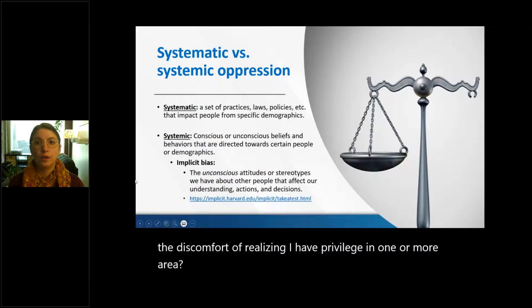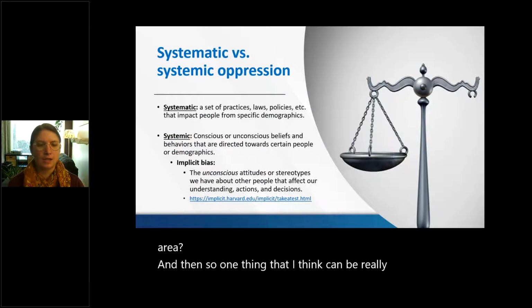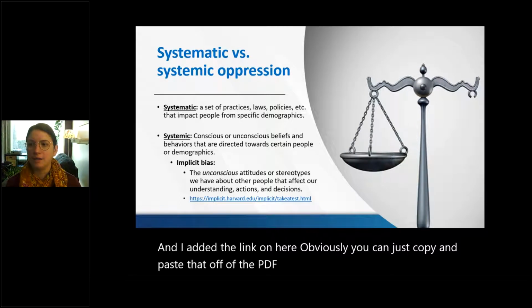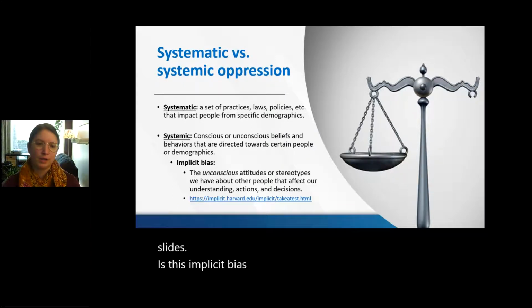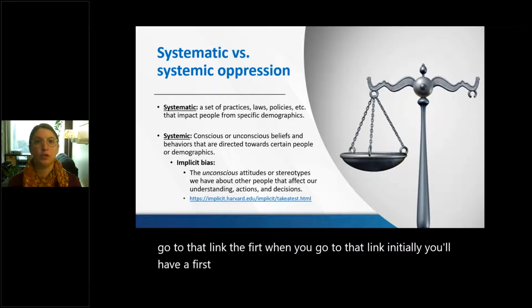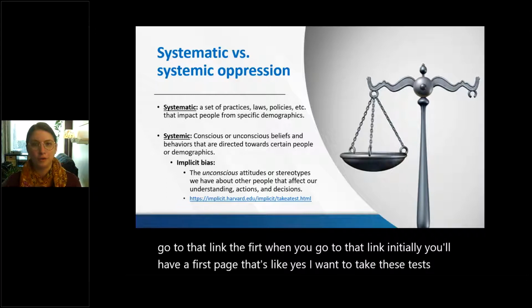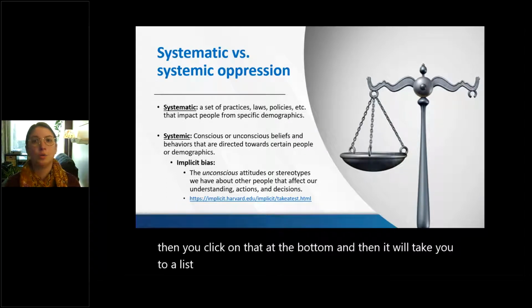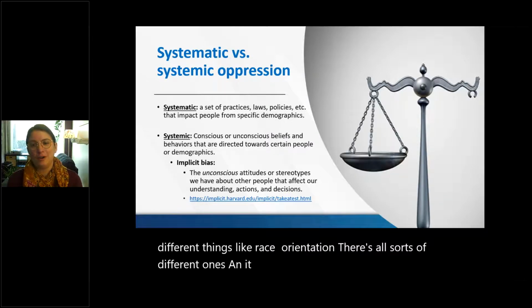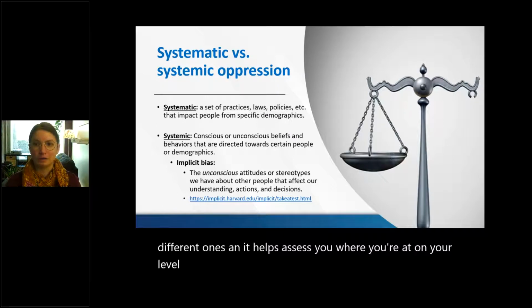And then one thing that I think can be really helpful here, and I added the link on here, obviously you can just copy and paste that off of the PDF if you want to download the set of slides, is this implicit bias test. And one thing I like about this, when you go to that link initially, you'll have a first page that's like, yes, I want to take these tests. And then you click on that at the bottom, and it'll take you to a list of, I think, at least 20 different implicit bias tests based on different things like race, sexual orientation. There's all sorts of different ones. And it helps assess where you're at on your level of implicit bias around those different demographics.